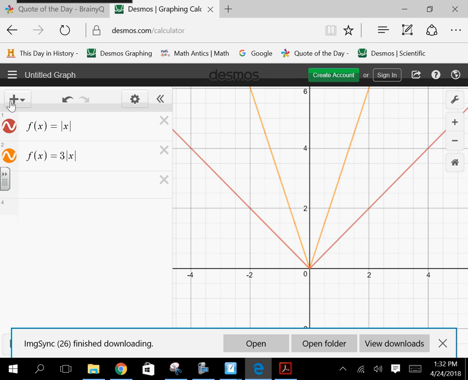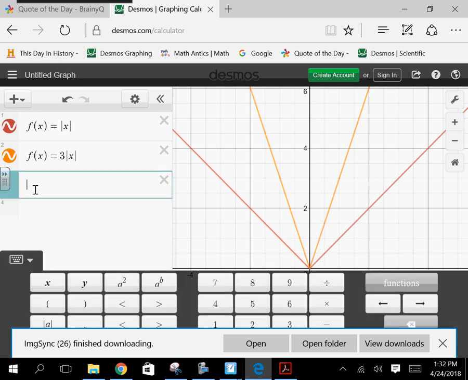What if I made it into a fraction? Watch this. Okay, so in that case, if it goes like this, we call it a stretch. If it goes like this, we call it a shrink, vertical shrink.